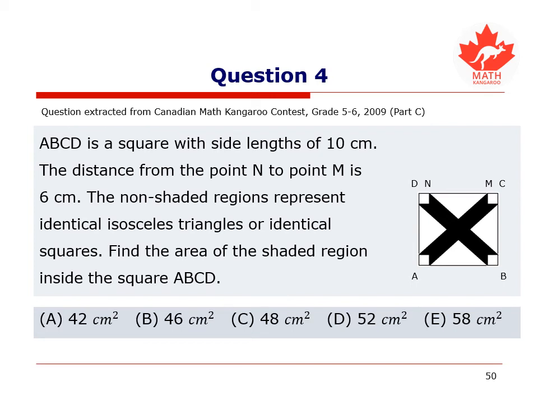So A, 42 centimeters squared, B, 46 centimeters squared, C, 48 centimeters squared, D, 52 centimeters squared, and last E, 58 centimeters squared. So take a few minutes and work through the problem and then return for the solution.